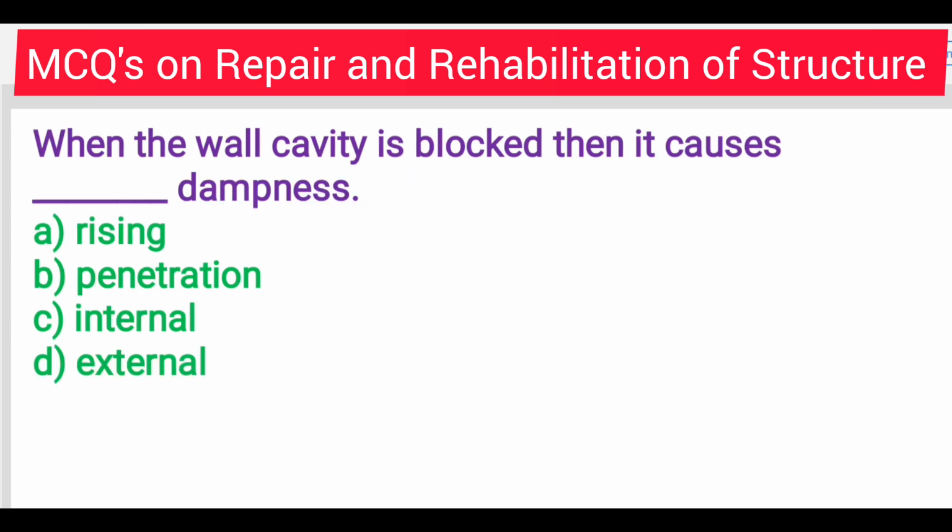Next question, when the wall cavity is blocked then it causes dash dampness. Option A, rising. Option B, penetration. Option C, internal. Option D, external. So the correct answer is option B, penetration.